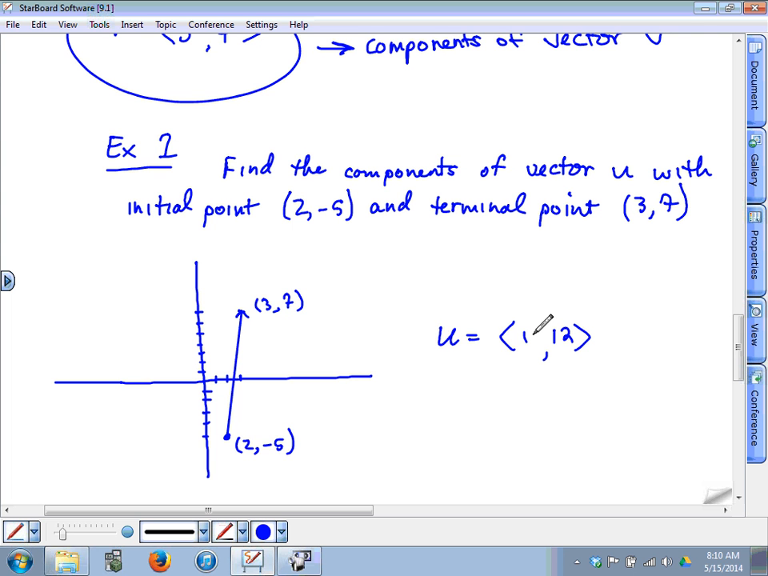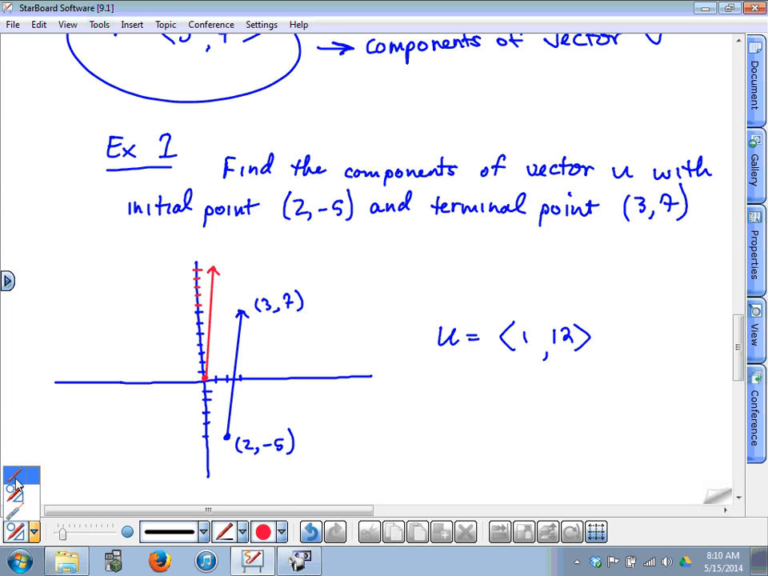You don't have to do this, but if you're curious, this would be the terminal point of a vector whose initial point is at the origin. So if you go over 1 and up 12, shouldn't we have a vector that's the same magnitude, same direction? It's just in standard form. So let's see if that's the, oh, hey, pretty close. Close enough. Okay.